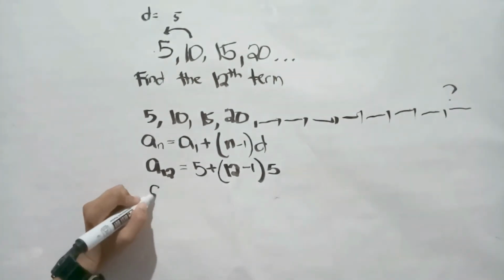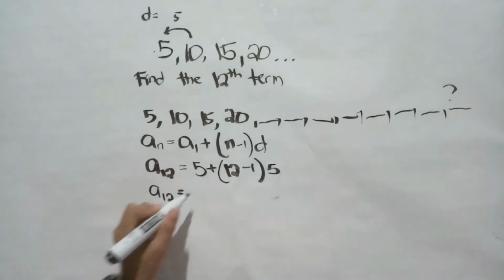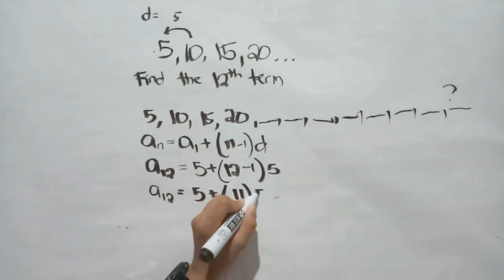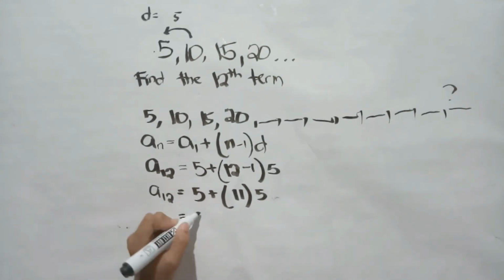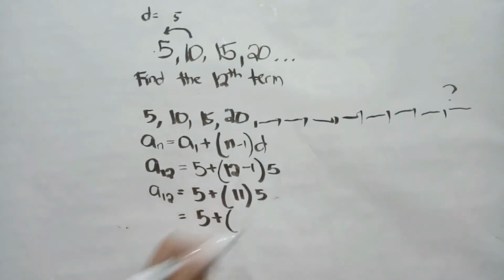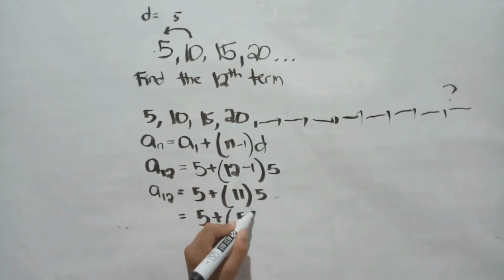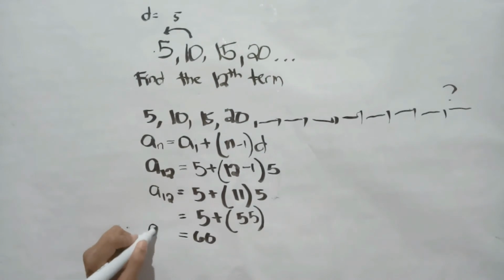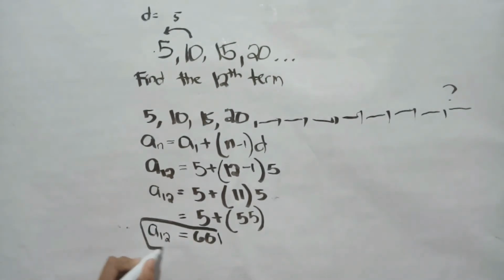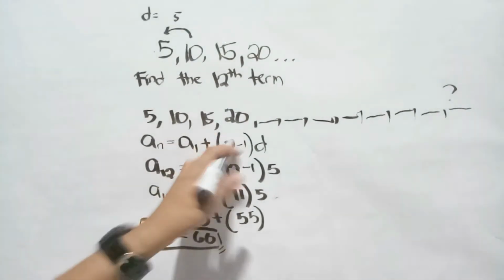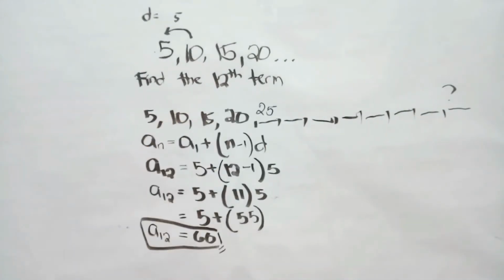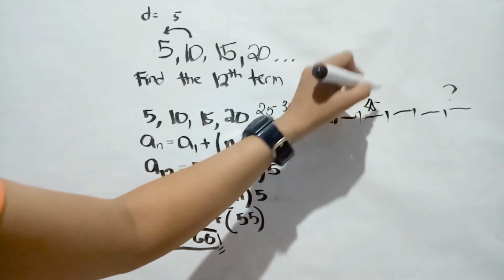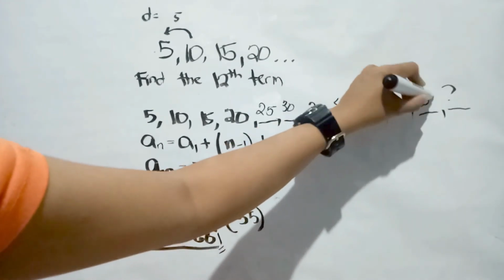Then solve. A sub 12 is equal to 5 plus 12 minus 1, 11 multiplied by 5. Then equals 5 plus 11 times 5, 55. 55 plus 5 is equal to 60. So your a sub 12 is equal to 60. So by doing it manually, 20 plus 5, 25, 30, 35, 40, 45, 50, 55, and then 60.